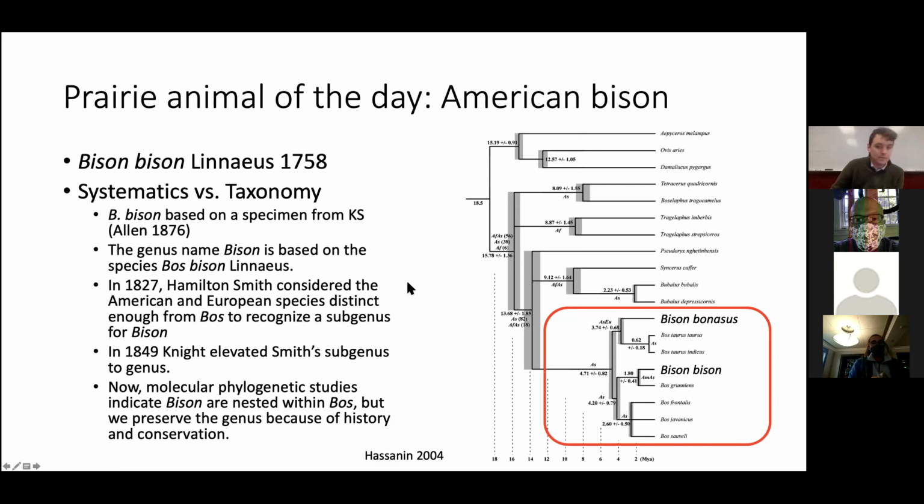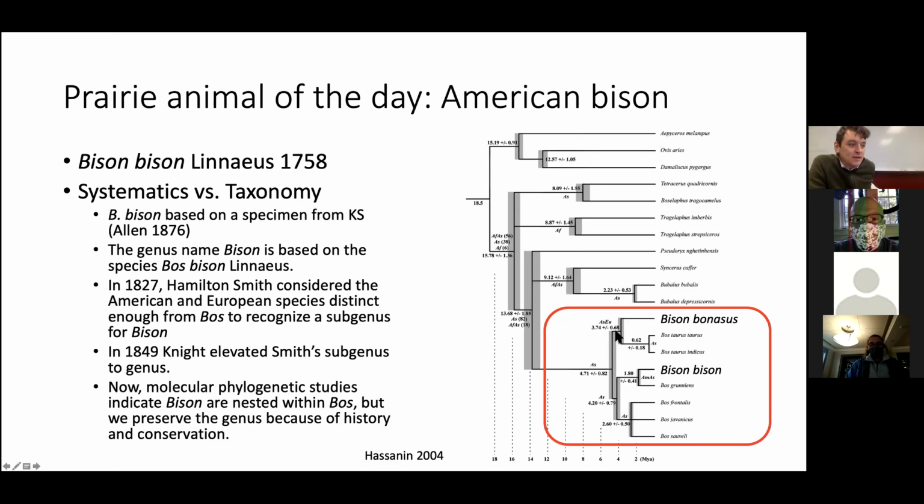Hey, Nathan. Yeah. It's interesting that bison is the sister taxon of Bos grunniens. Yeah. Because that's the yak. And the yak really is a lot less similar to bison and Bison bonasus than they are to one another. So is this a molecular phylogeny that you pulled up? This is a molecular phylogeny, and I wouldn't put a lot of stake in it.